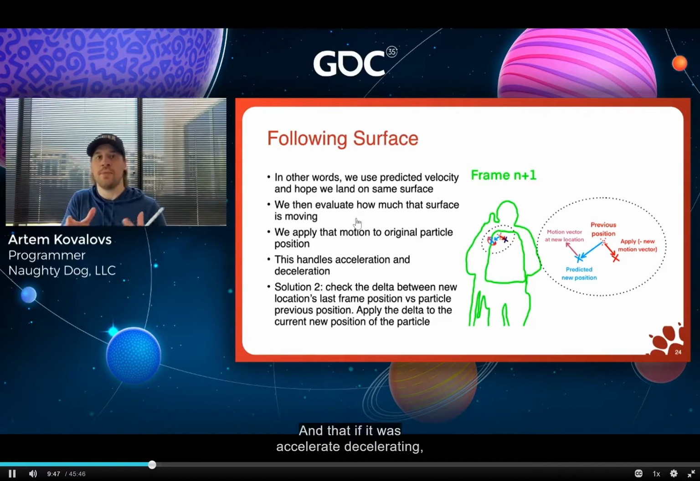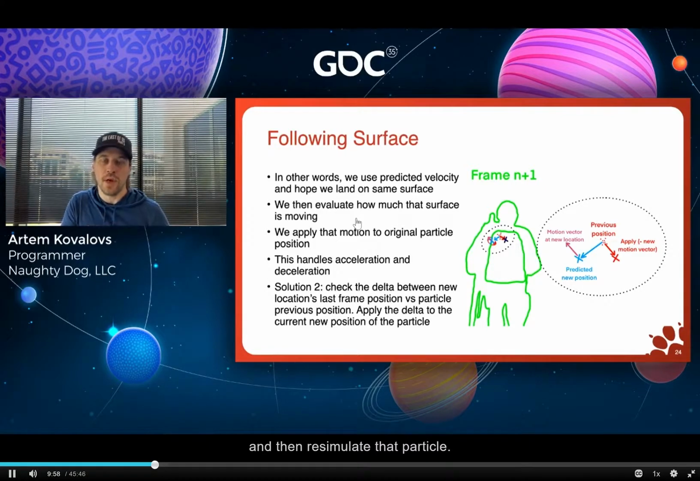And if it was accelerating or decelerating, like if the velocity changed, that gives us the velocity of the surface this frame. And we can take that velocity and apply it to our original particle position from last frame and re-simulate the particle. Right? That's one way of doing it.